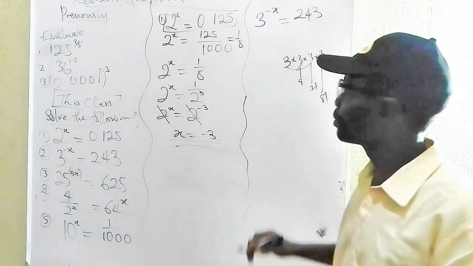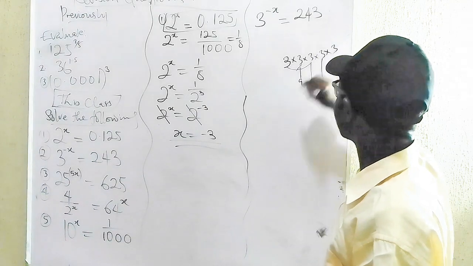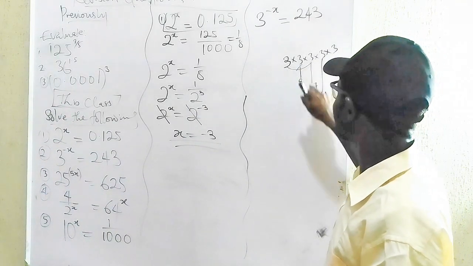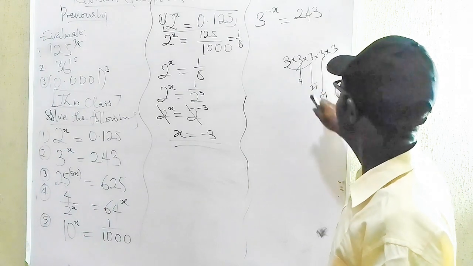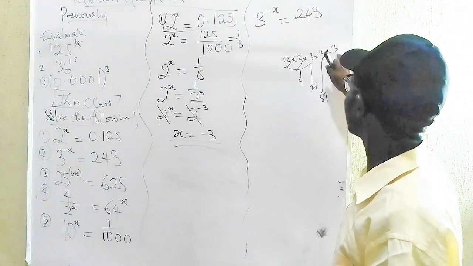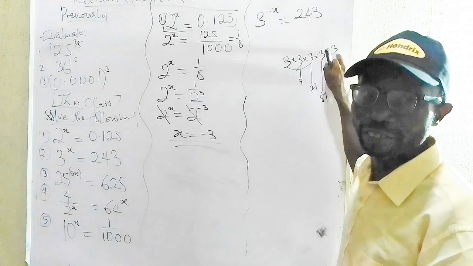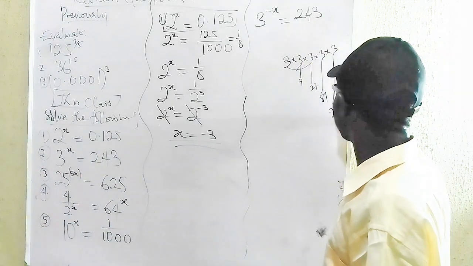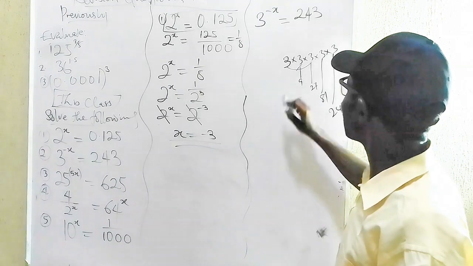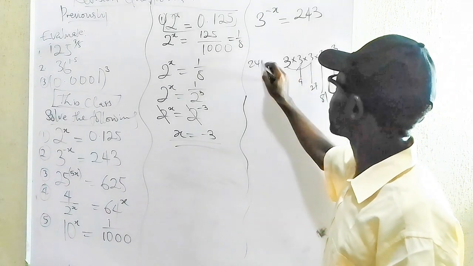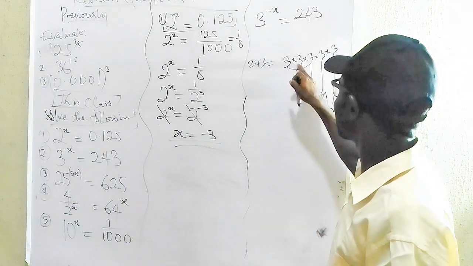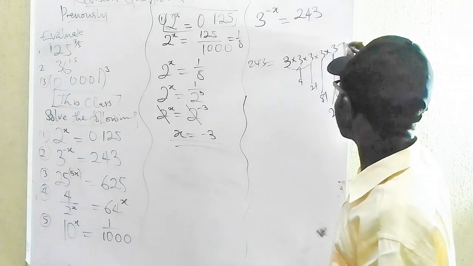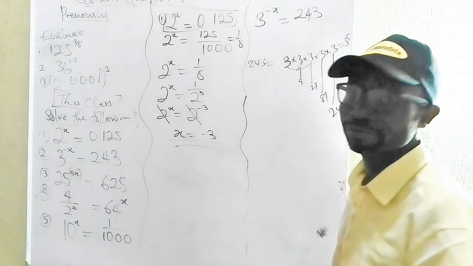So let me try another 3. 81 times 3. You guessed it right: 243. So what does that mean? It means that 243 is actually 3 times 3 times 3 times 3 times 3. Now what is this? 3 raised to the power of 5.